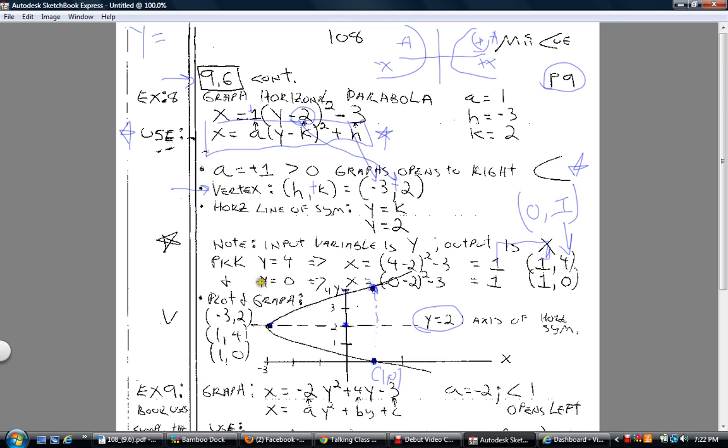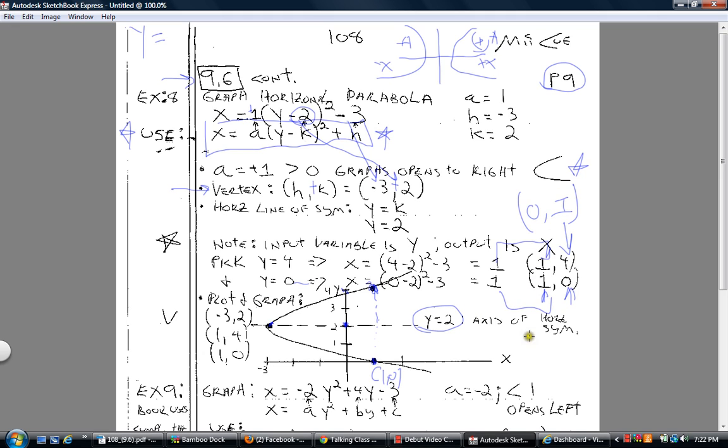However, let y equal 0. You pick them. Put 0 in. 0 minus 2. -2 squared is 4. 4 minus 3, 1. Okay, now be careful. Y was your input, so it goes here. X is your output, it goes there. And you got 1 comma 0.